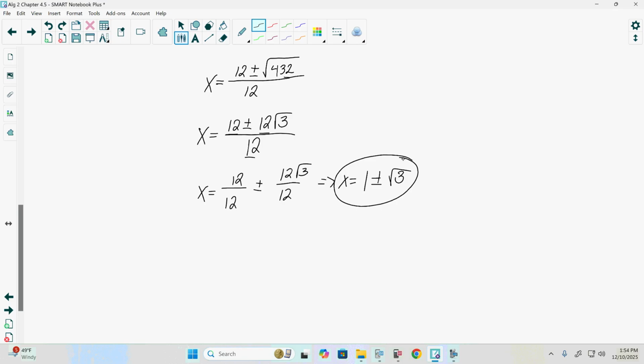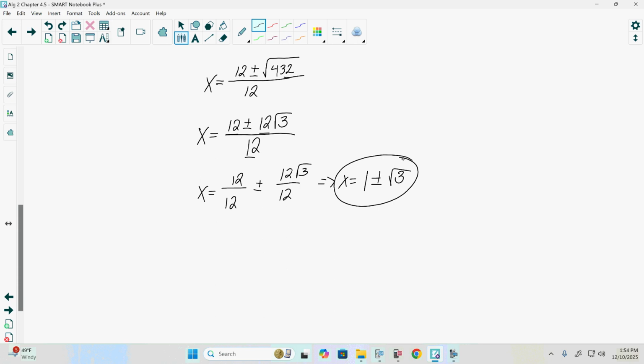Because we've gone over different ways to simplify that radical or that fractional answer. This is one of them. We split it up into the two parts and reduce. This makes it a little bit nicer because we're looking at 12 12ths, which is 1. 12 square roots of 3 over 12. The 12 over 12 reduces to 1. We get this here.